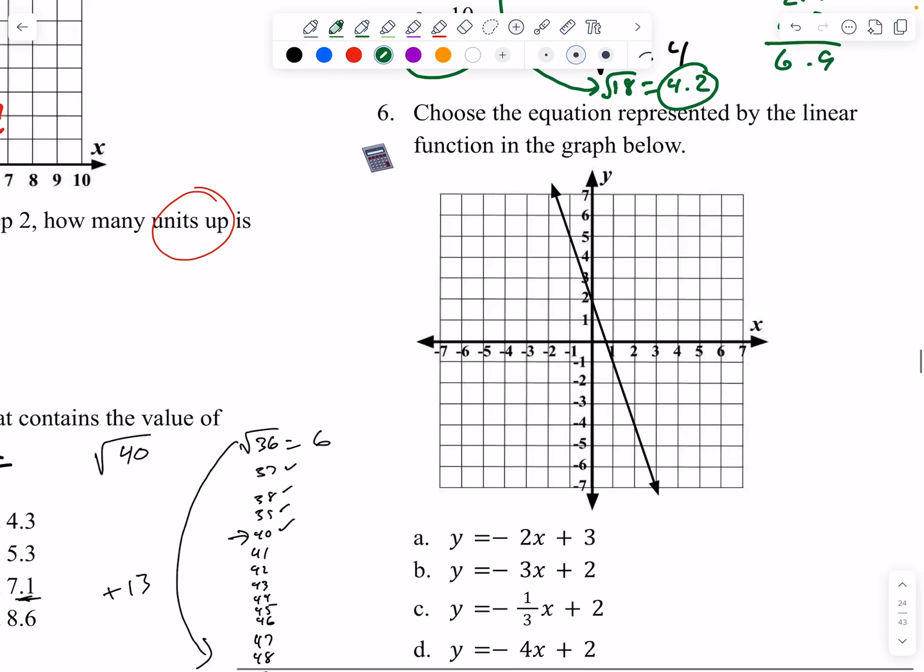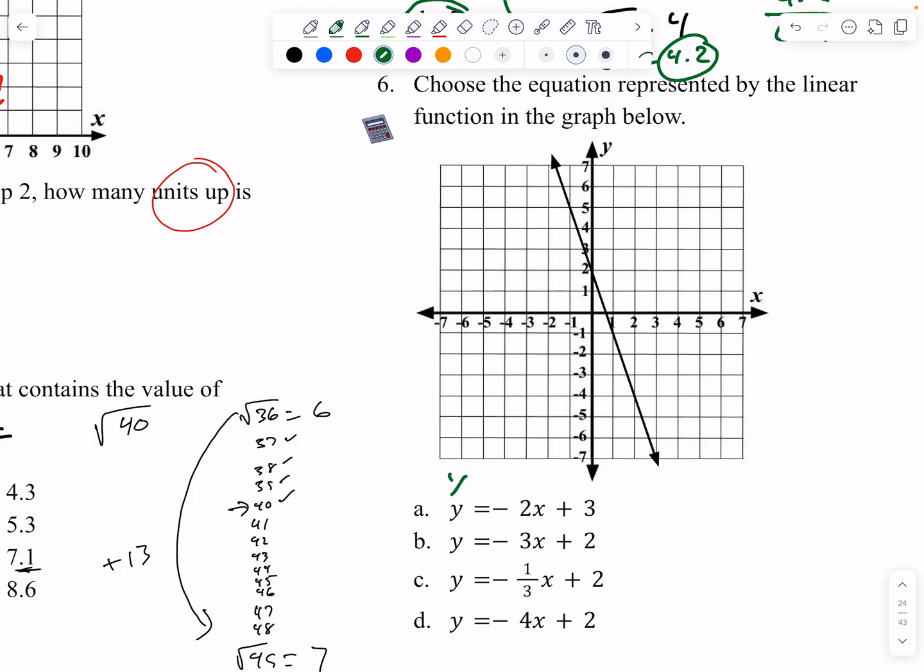Okay. All right. Number 6. Choose the equation represented by the linear function. Again, my favorite equation, y equals mx plus b. So let's start with b. My b, where did I cross? It crossed at 2, so it's not 3. And I am going down, so it has to be a negative, and those are all negatives.